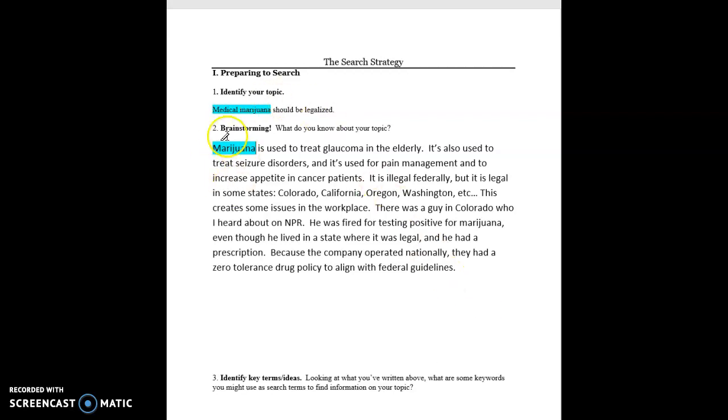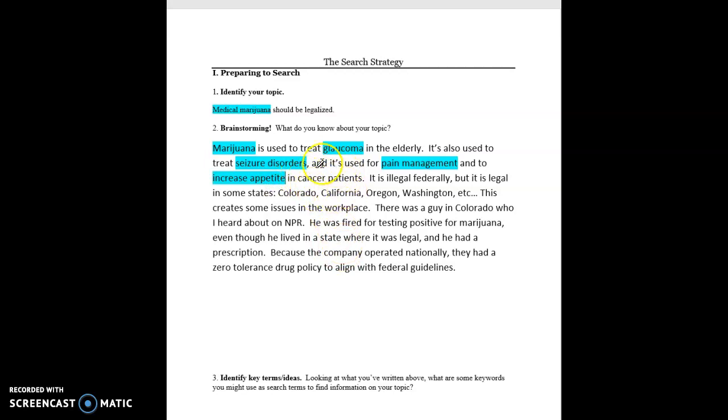I'm interested in marijuana, but not just marijuana. I'm interested in medical marijuana, right? And along those lines, the actual diseases that it treats would be things that I might be interested in, okay? Or the functions of it, maybe pain management, increased appetite potentially.